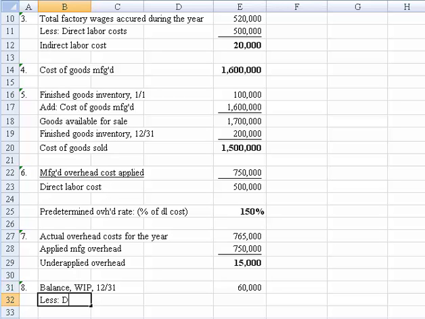Then we would have to subtract the direct labor cost, and they gave that in the problem as $20,000. Then we have to compute the manufacturing overhead cost. And the trick here is that it is applied at 150% of direct labor. So we need to take the 20,000 times 150%. You could just type that in, or you could type it as 1.5, since that's the same number. You come up with 30,000.